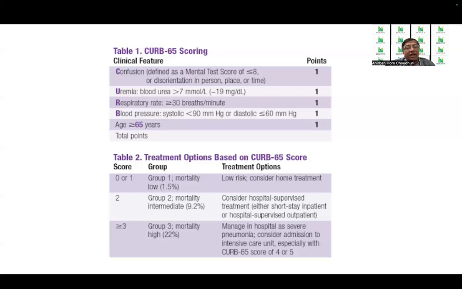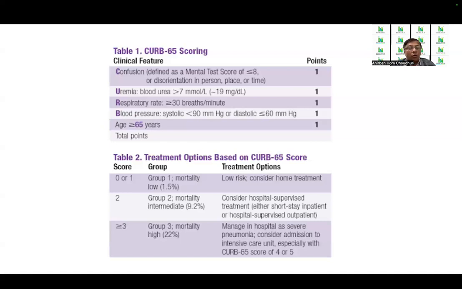If the patient has a score of 0 or 1, then the mortality risk is very low, at 1.5%, and the treatment option is to consider home treatment. If the score is 2, then the mortality risk is intermediate at 9.2%, and one should consider hospital-supervised treatment, either short-stay inpatient or hospital-supervised outpatient.